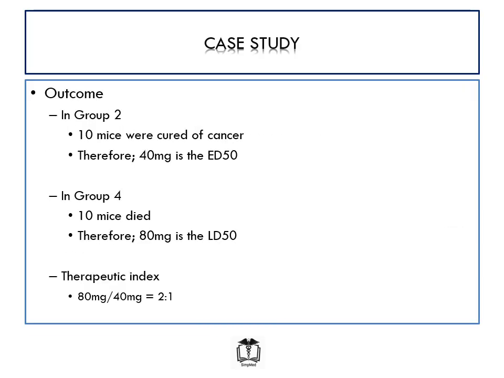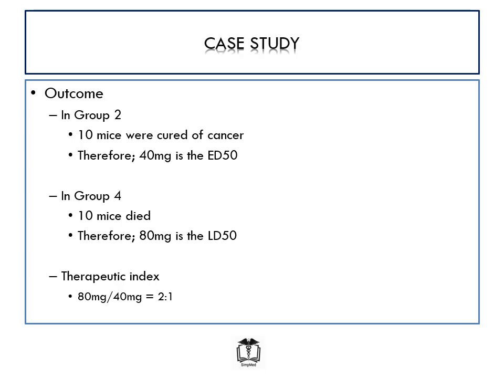The outcome of the experiment is as follows. In group 2, we had 10 mice being cured of cancer. In group 4, we had 10 mice dying. Remember that each of those groups had 20 mice. If in group 2, 10 out of 20 mice were cured of cancer, it meant that we saw an effective response in 50% of the population. As a result, the dose given to the group 2 mice is going to be referred to as the ED50. So we say 40 milligram is the ED50 in this case, because after giving 40 milligram to the group 2 mice, 10 out of 20, which is 50% of the population, were cured of cancer.